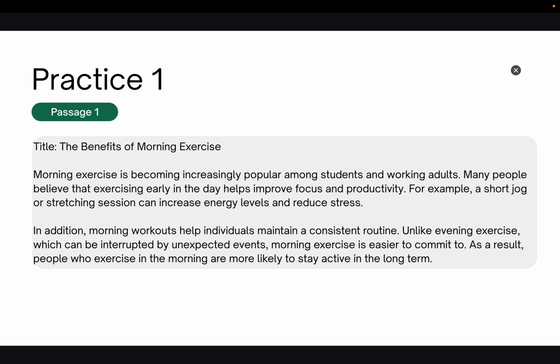So let's look at this practice. Okay, practice 1. Title: the benefits of morning exercise. Morning exercise is becoming increasingly popular among students and working adults. Many people believe that exercising early in the day helps improve focus and productivity. For example, a short jog or stretching session can increase energy levels and reduce stress. In addition, morning workouts help individuals maintain a consistent routine, unlike evening exercise, which can be interrupted. Morning exercise is easier to commit to. As a result, people who exercise in the morning are more likely to stay active in the long term.